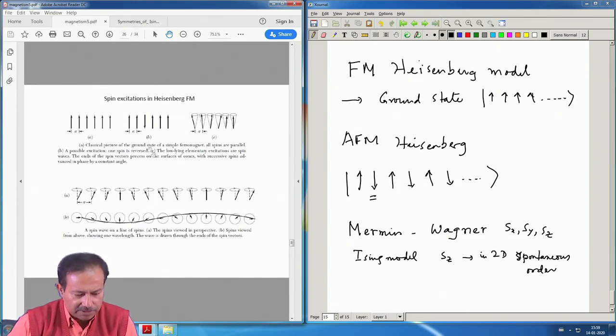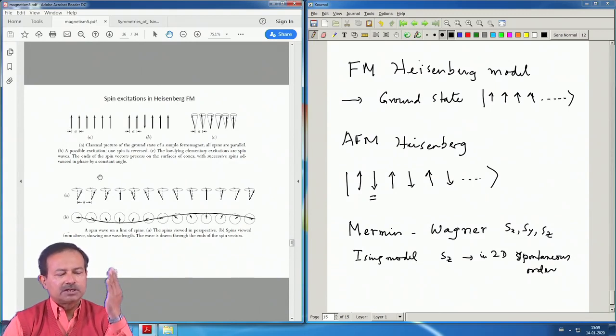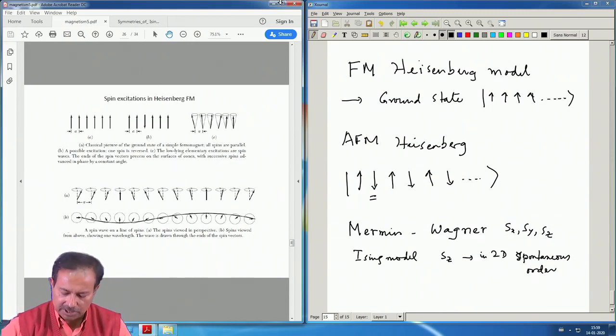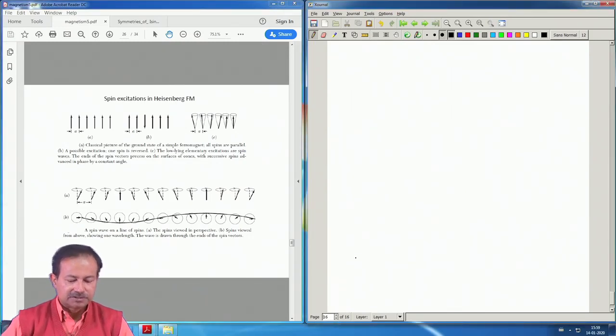So in a ferromagnet, a pictorial representation is like this: the spins are starting to rotate. If they were totally up originally, now they start to rotate about it, and since they tilt and rotate, the magnitude starts decreasing from the saturation value, and so the net magnetization will decrease from the saturation value.